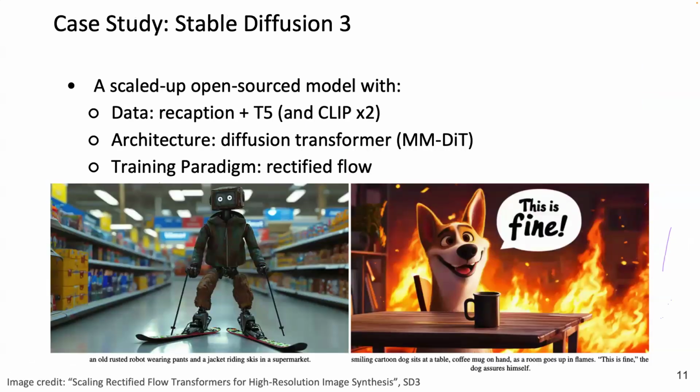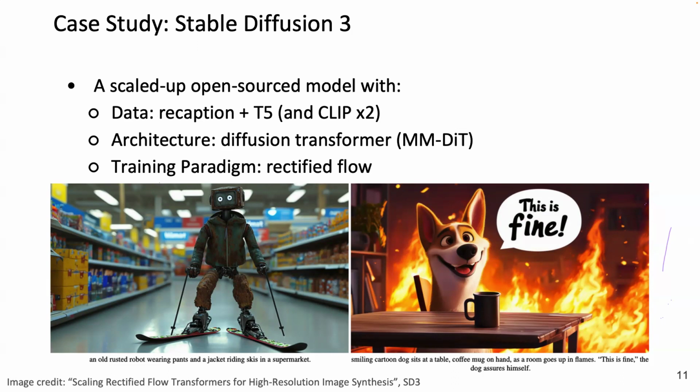So we quickly talked about the improvements in data, architecture, and the training paradigm. Next is one nice case study, Stable Diffusion 3, which is one of the most capable open-source generation models and contains the related advances that we have just talked about.